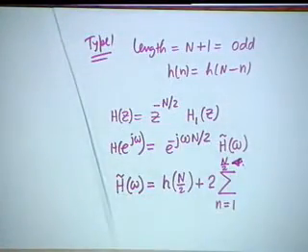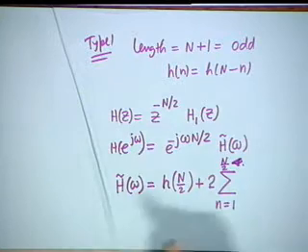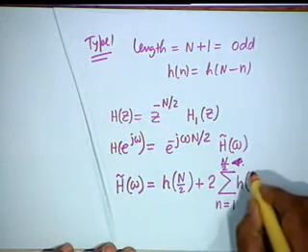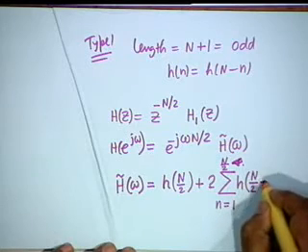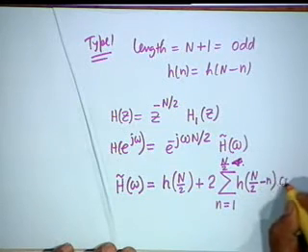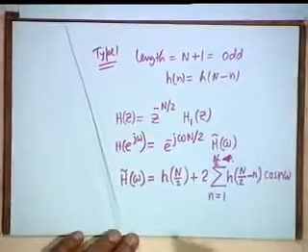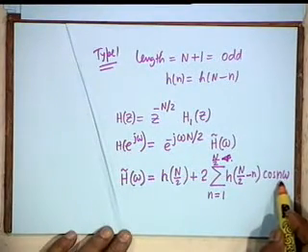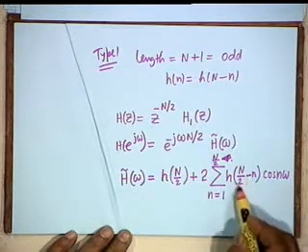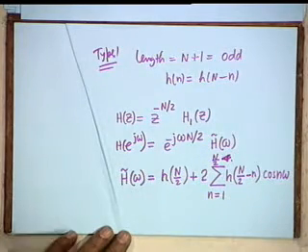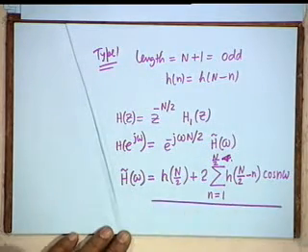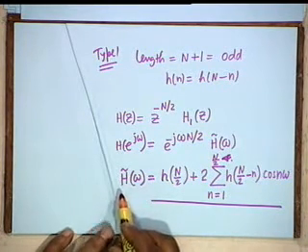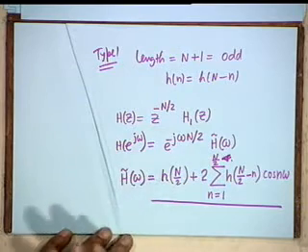So, it is N by 2. And h of, how do we write it? N by 2 minus n, if you want to write cosine of n omega. When small n equal to N by 2, the subscript is h of 0. So, this is the general formula. Okay. And you must remember, this is pseudo magnitude, it is not the magnitude.